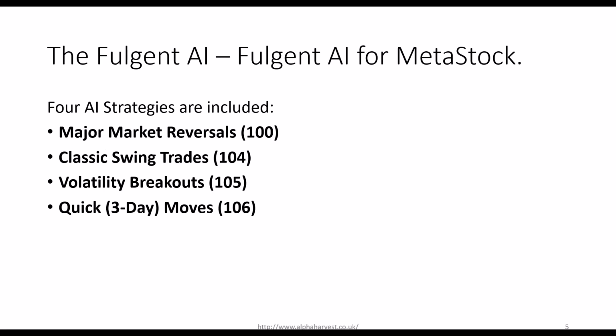We use 4 artificial intelligence trading strategies: major market reversals, classic swing trades, volatility breakouts, and quick 3-day moves. Now, all these cater for different trading styles, from the quick 3-day moves and volatility breakouts to classic swing trades, and then more position trades and major market reversals.